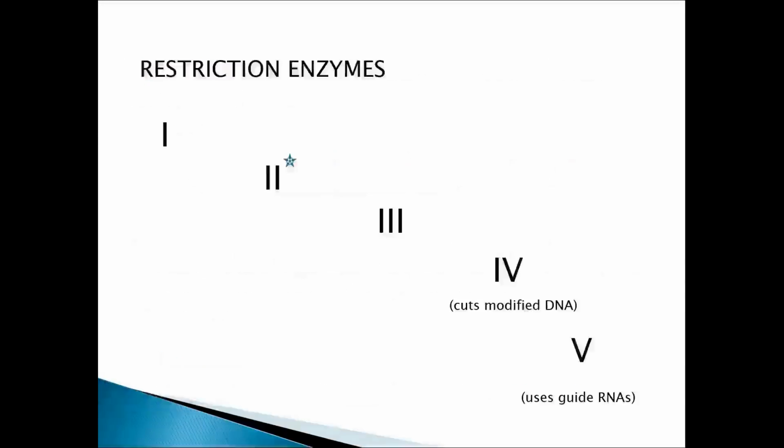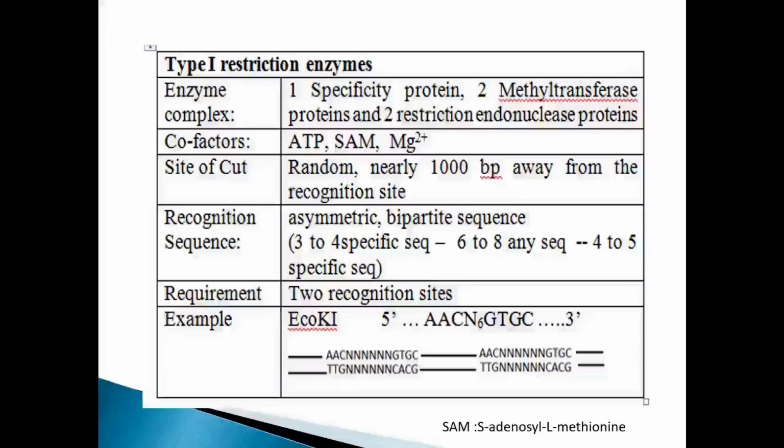We have 5 types of restriction enzymes, of which type 2 is mostly used in molecular techniques. We will be seeing about the first 3 types here. Type 1 restriction enzymes consist of protein complexes which are made up of 5 proteins, 1 specificity protein, 2 methyltransferase and 2 restriction endonuclease proteins. It needs 3 cofactors ATP, SAM and Mg2+. And the site of cut is random. It cuts nearly 1000 base pairs away from the recognition site.